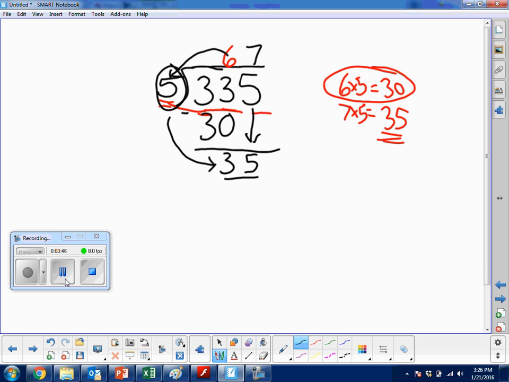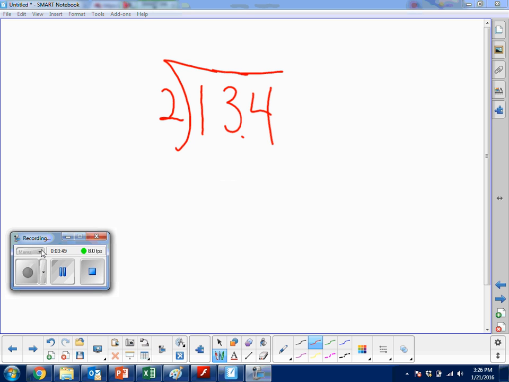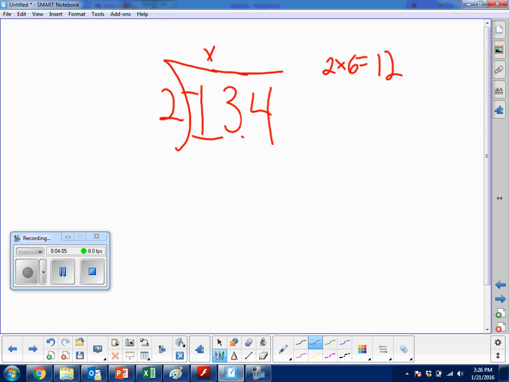Let me show you one more example. 134 divided by 2. I know right now that 2 cannot fit into 1. It's impossible. But I know 2 can fit into 13 a couple times. So remember, 2 times 6 is 12. 2 times 7 is 14. And I can't fit 14 in there, but I can fit 12. So that means I'm going to be using this 6 right here.